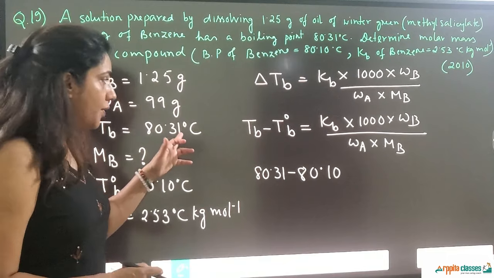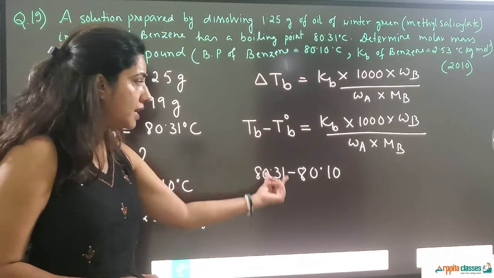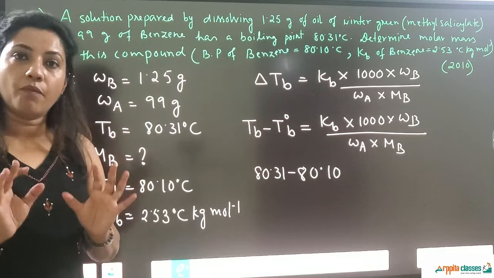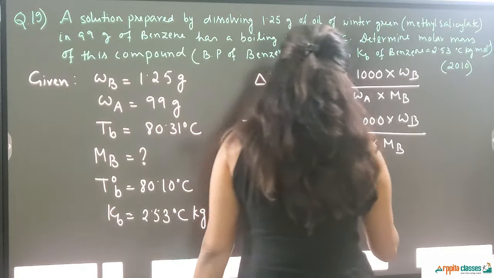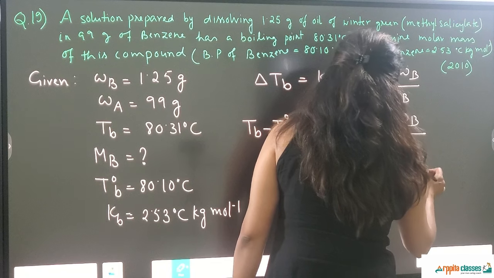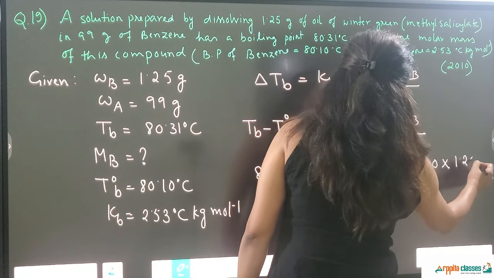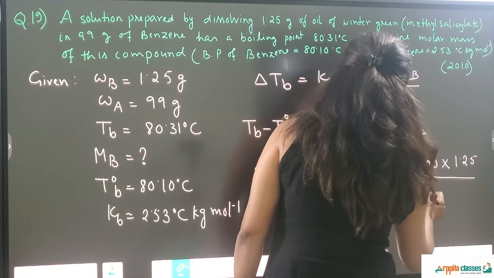If you do not convert this into Kelvin, it's okay, because when you take the difference, the value in degree Celsius and Kelvin is the same. So you don't worry. We are not converting this into Kelvin. Kb is 2.53 into 1000 into WB, WB is 1.25, divided by WA, that's 99 into MB.